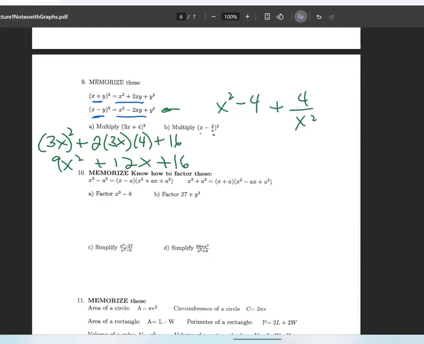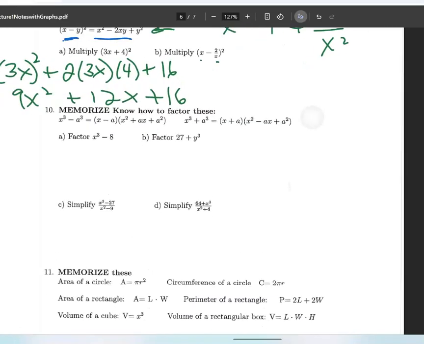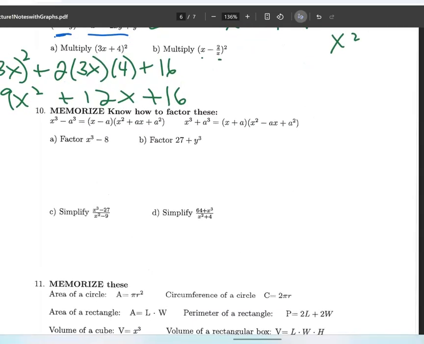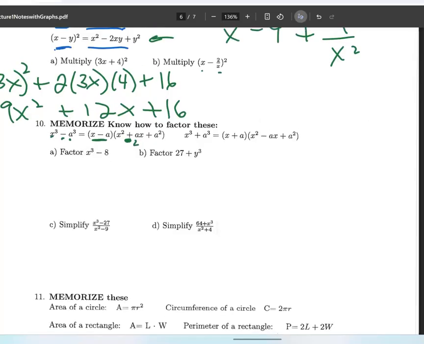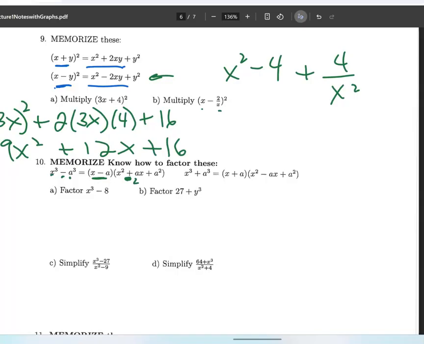So you need to know how to factor a difference of cubes and addition of cubes. So if it's x cubed minus a cubed, x minus a is the first term, and then we change it to a plus in the middle. No 2 in here, right? There's not a 2 in here like there is up here. So be careful. That's an easy mistake to make. So if it's x cubed plus a cubed, it's plus here and then it's minus here.